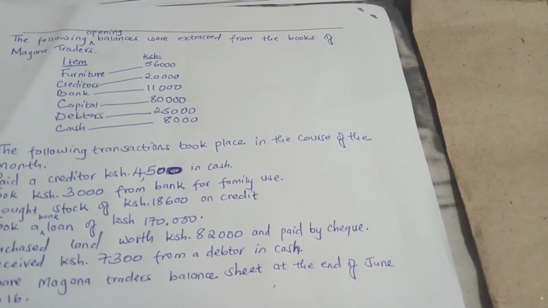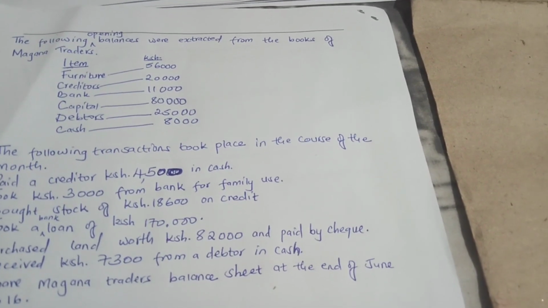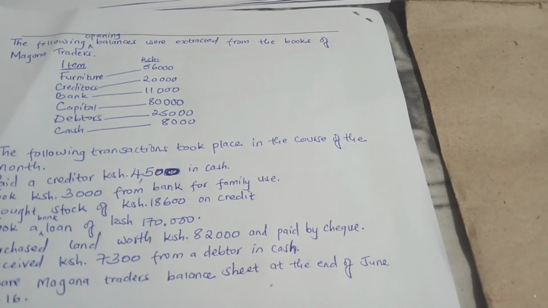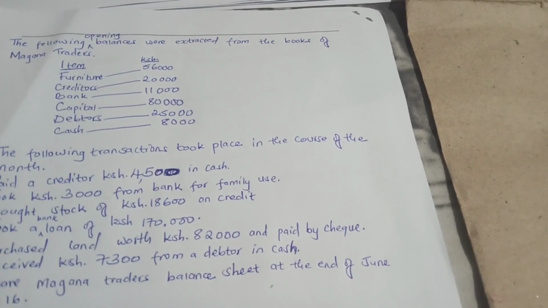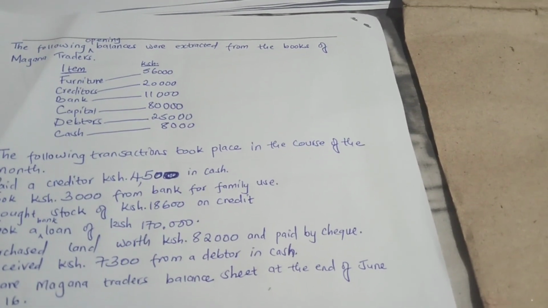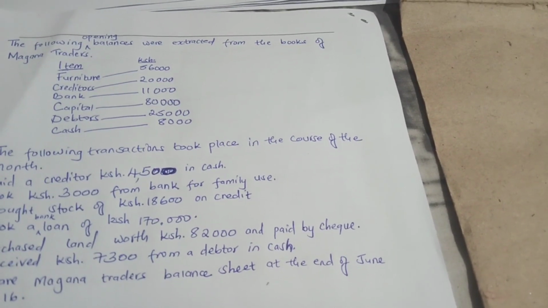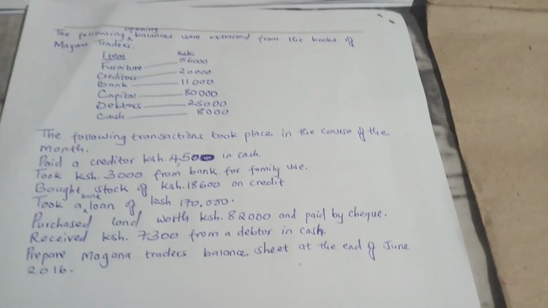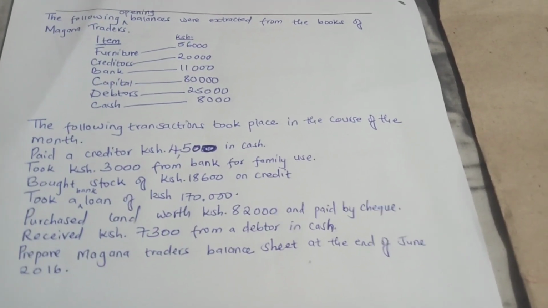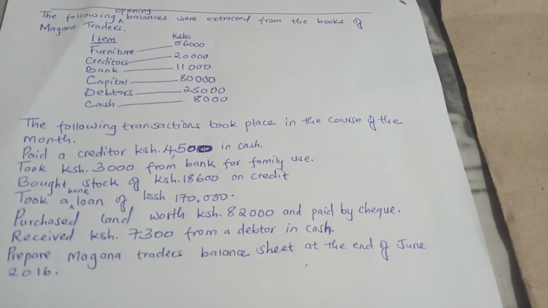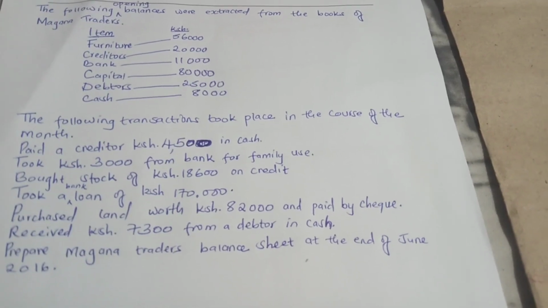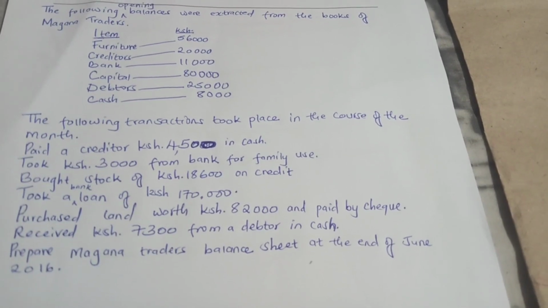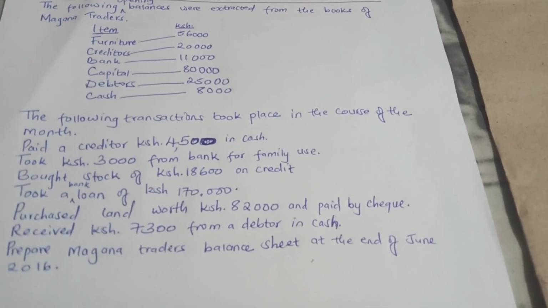We're given items there: furniture 56,000, creditors 20,000, we have bank 11,000, capital 80,000, debtors 25,000, cash 8,000. The question continues. The following transactions took place in the course of the month. 1. Paid a creditor 4,500 Kenyan shillings in cash.